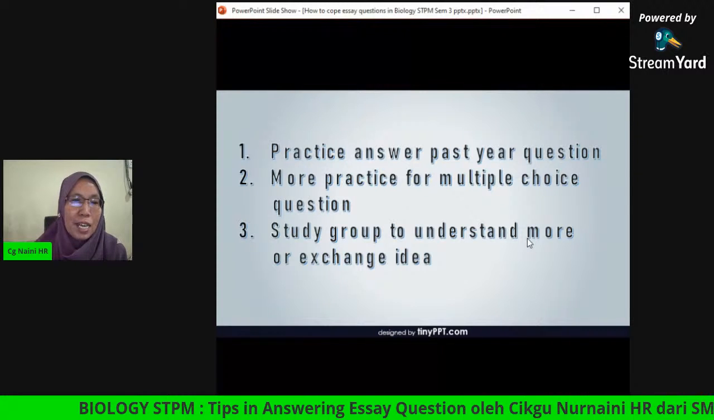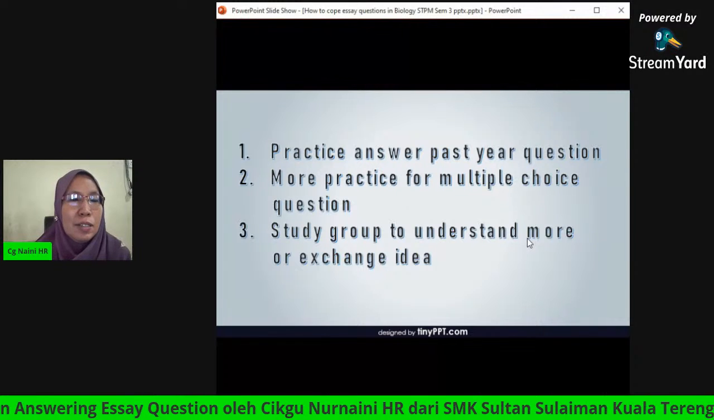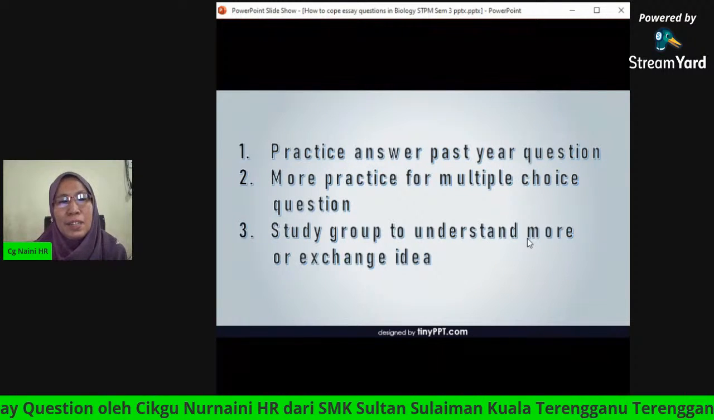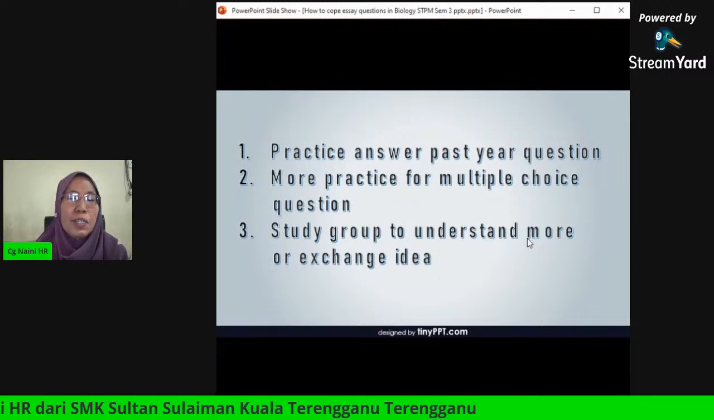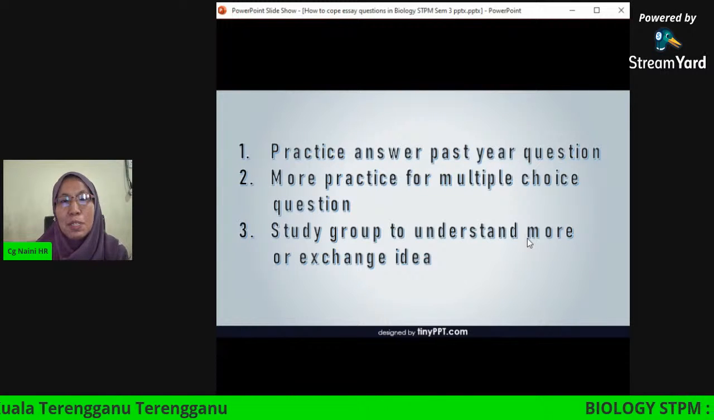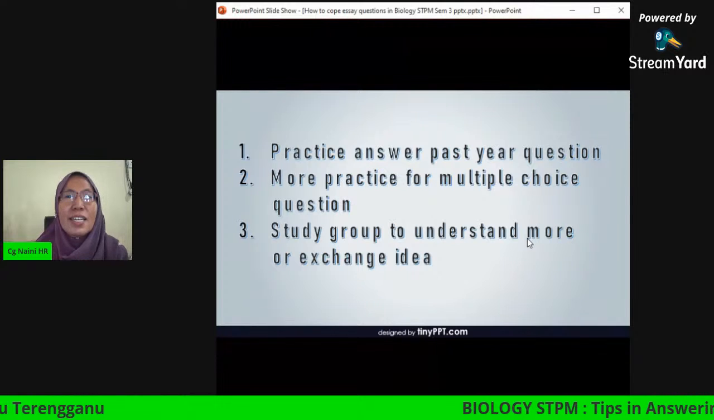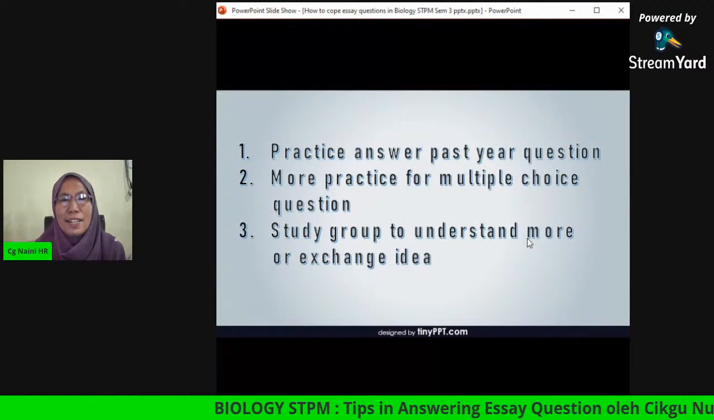Okay, and for my students also, I recommend them to study in groups. Maknanya saya cadangkan mereka membuat study group untuk lebih memahami sesuatu topik dan boleh bertukar idea.